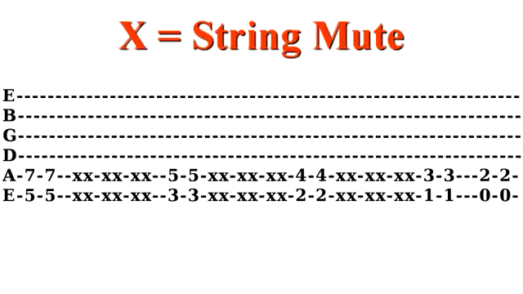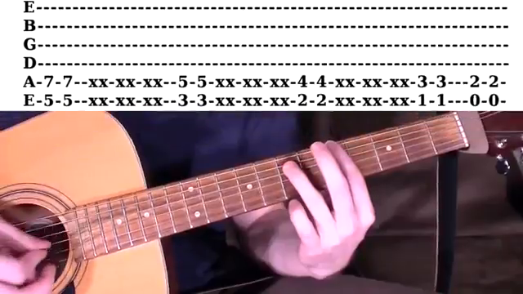Take a look at this tab here. Whenever you see 2 or more numbers on top of each other, it means you will have to play more than one string at a time. Here is how this tab should sound.